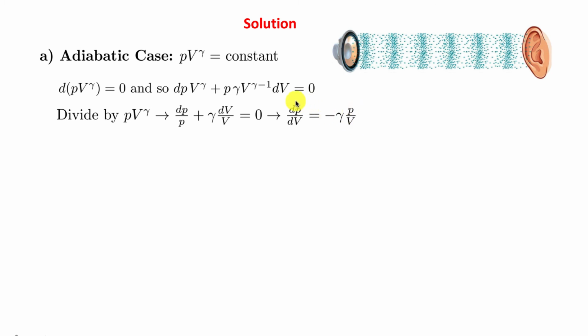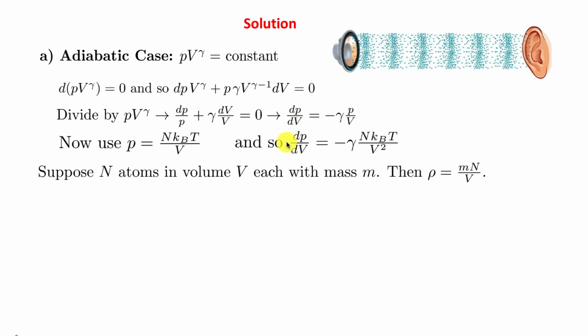But remember, we don't want just dp over dv, we want dp by d rho. Now if we use the ideal gas law, P is proportional to 1 over V, then dP by dV from here will give me this, with a negative sign because this is V to the power minus 1. Now if I put P over here, then I get dP by dV is minus gamma P with a V squared at the bottom.